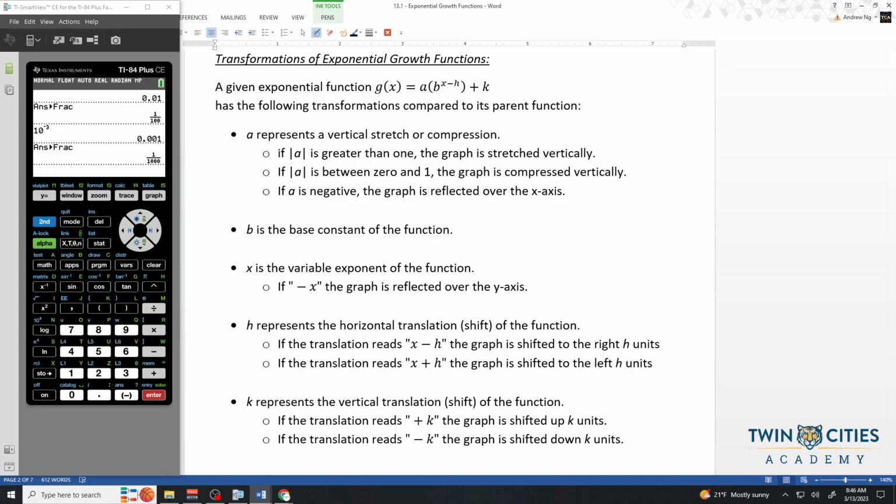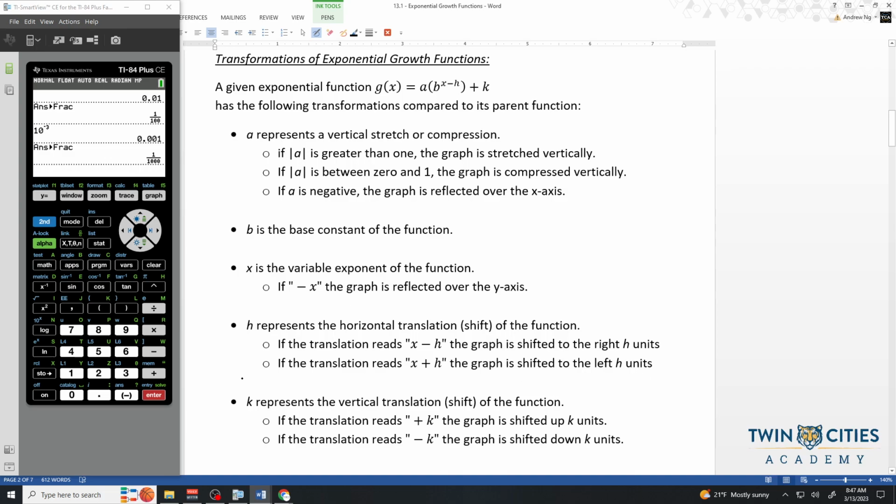H represents the horizontal translation. So this is the shift of the function left and right. Remember that because it's horizontal, it's kind of the opposite of what I would normally think. If it's x minus h, then I'm actually going to shift to the right h units. If it's x plus h, then the graph is going to be shifted to the left h units.